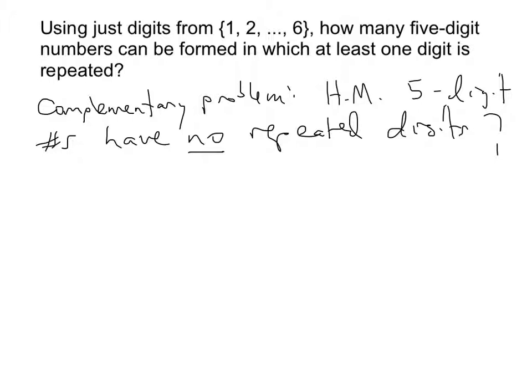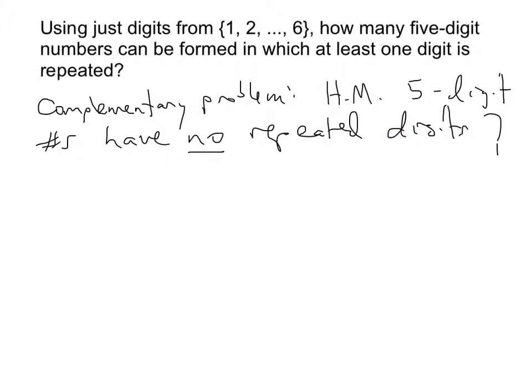If I made a list of all possible 5-digit numbers that only use these digits, some of them will have repeated digits and some of them won't. The ones I want to count here are the ones that have some repetition. The ones that I don't want are the ones that have no repetition, but I suggest that the complementary problem, the ones with no repetition, is actually easier to count.